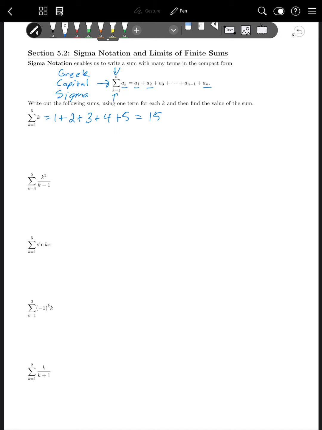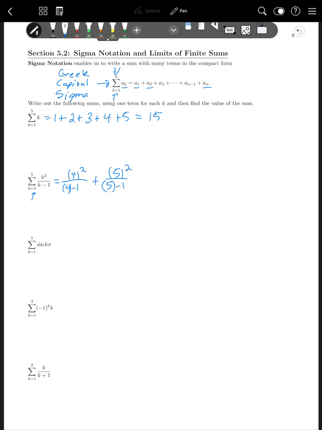Similarly, the second one wants us to start at k equals 4 and go to 5. That means we're only going to have 2 things. We want to plug those numbers into k squared over k minus 1. So that would be 4 squared over 4 minus 1 plus 5 squared over 5 minus 1.